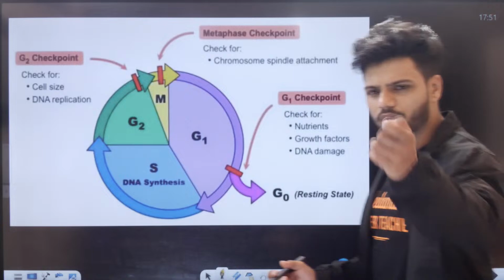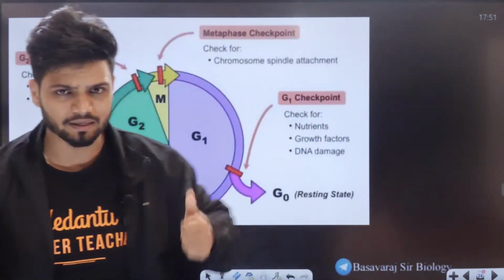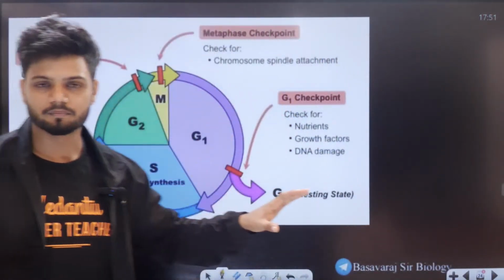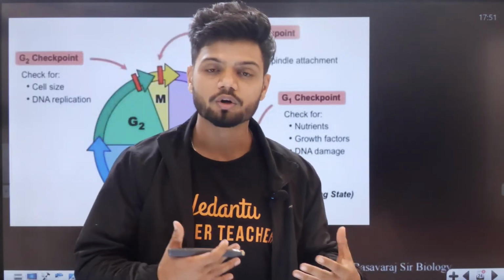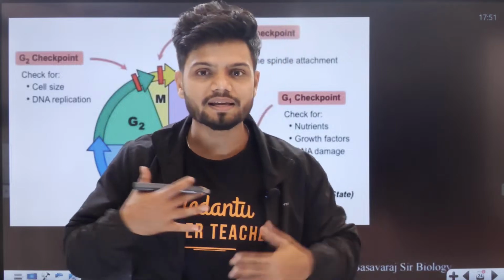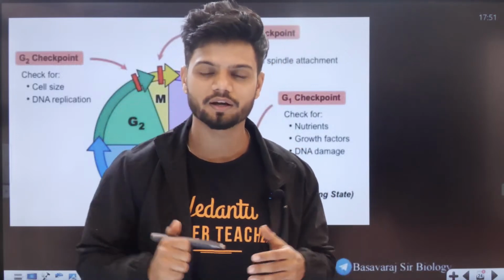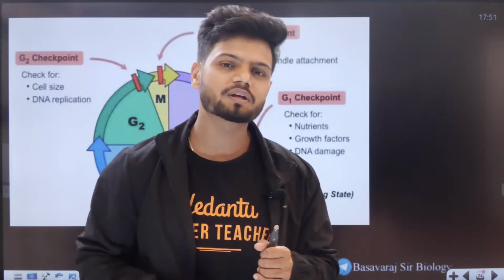Now students, one small concept before we go further. This is called a checkpoint. For example, if you're going in an aeroplane, they'll check you nicely. If you're going to the metro, or anywhere, they check nicely that you're not carrying some gun and all. In the case of the cell cycle, there are checkpoints.